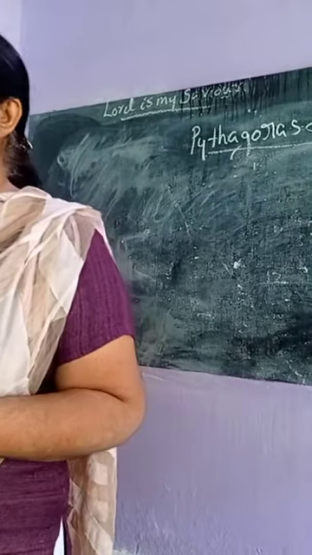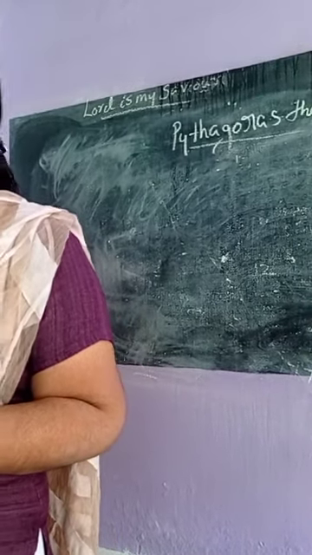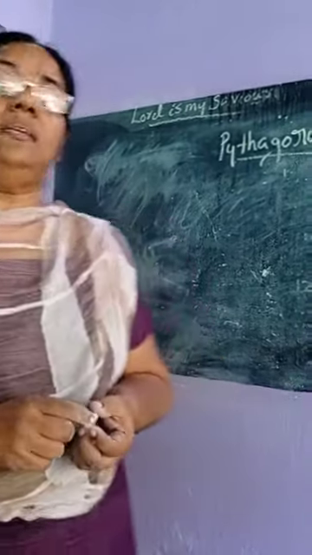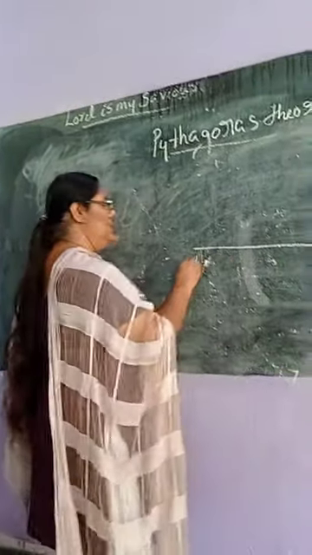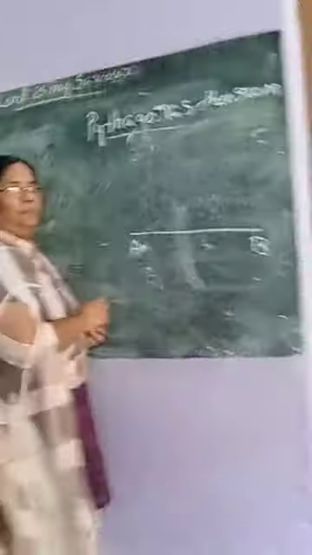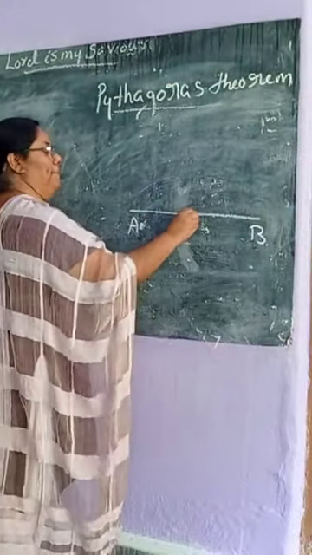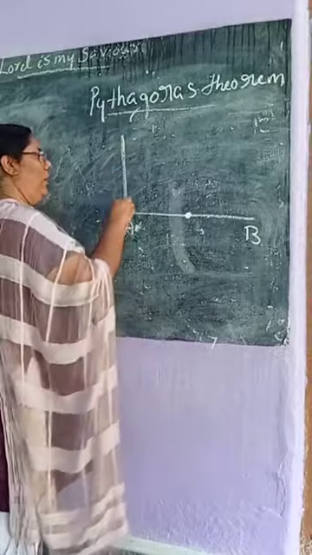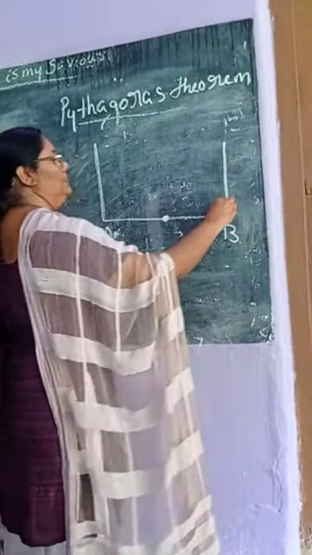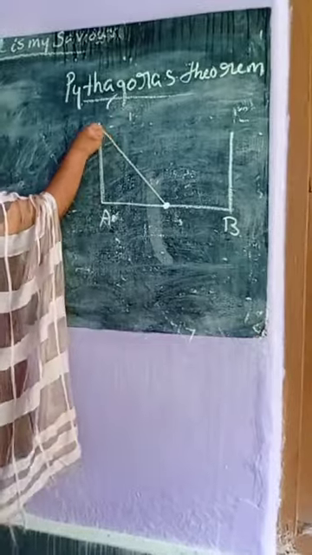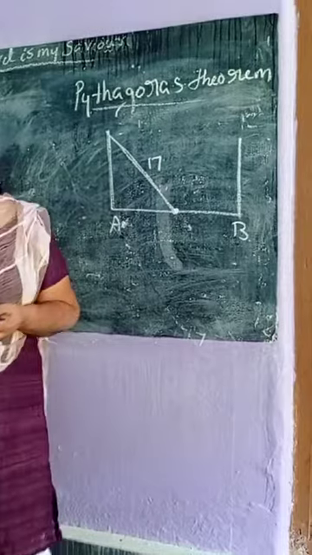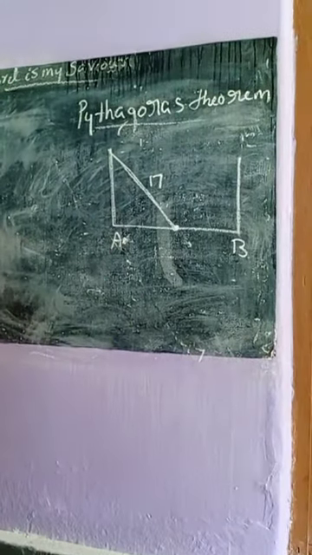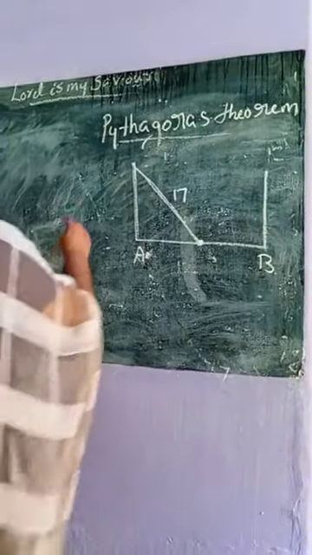An example from your textbook. Very simple. Look here. Suppose AB is the street. A ladder is placed here, and there is a vertical wall, and here also a vertical wall. The ladder is 17 meters. And in the first case, the wall is 15 meters.